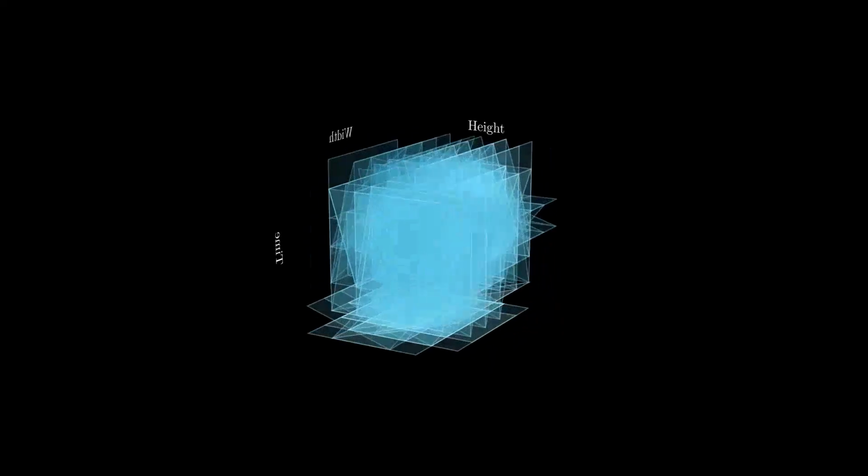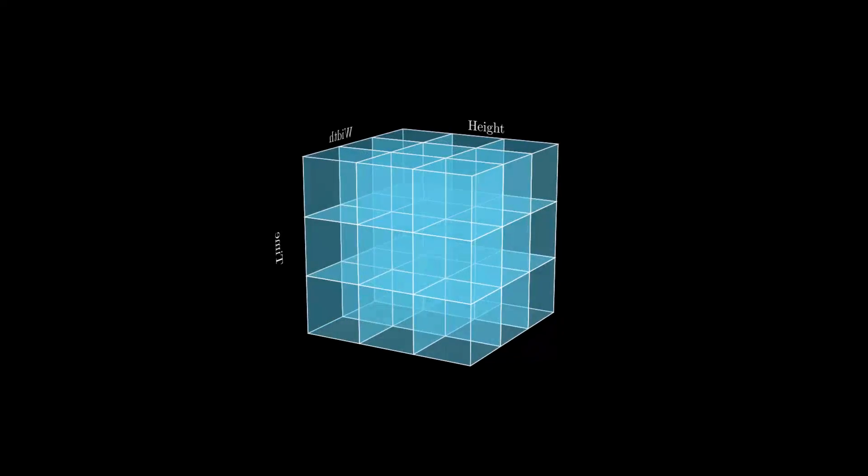To digest this massive block, the model slices the entire volume into smaller, cubic units. These aren't just 2D squares anymore. They capture visual information and temporal motions simultaneously. We call one of these distinct cubes a spacetime patch. By isolating this patch, the model captures not just what is happening in a specific spot, but how that spot changes over a brief moment in time.